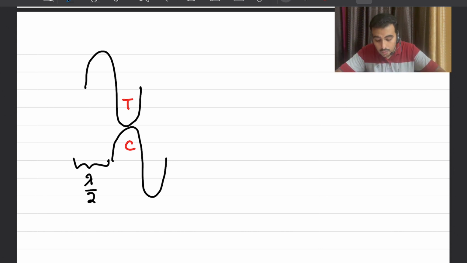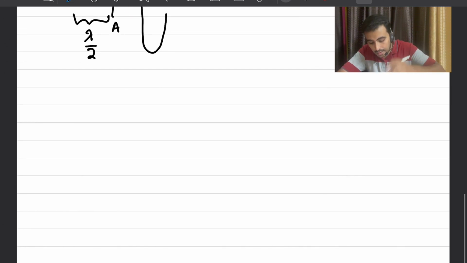Understood? So when will this happen again if it can't start from that same point? Say, let's name that point as A. If it can't start from A, from which point should it start again to get a destructive interference? That we can figure out.